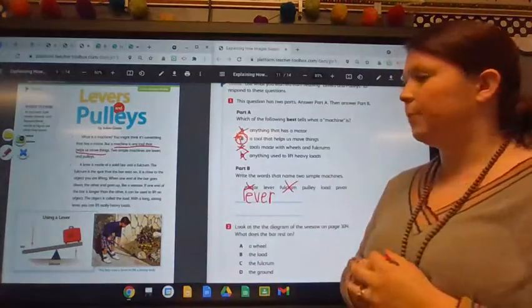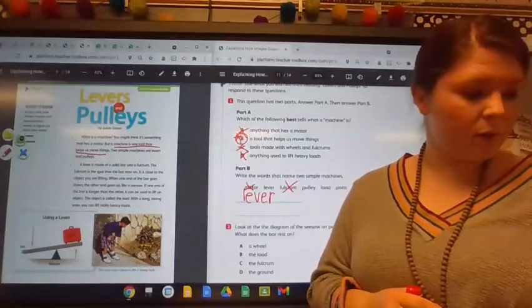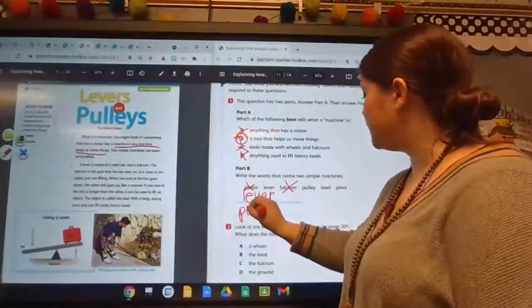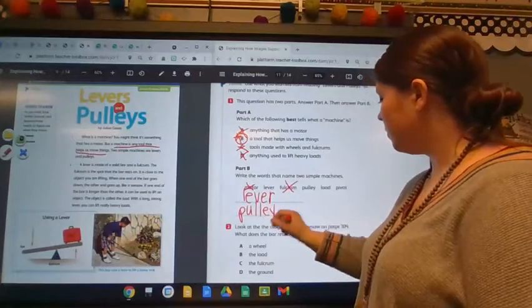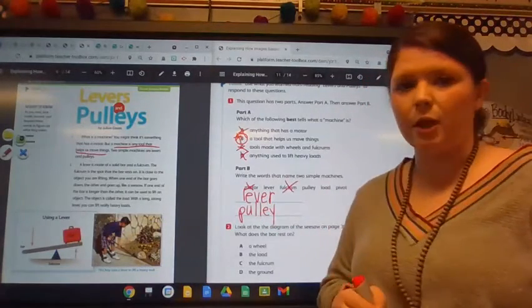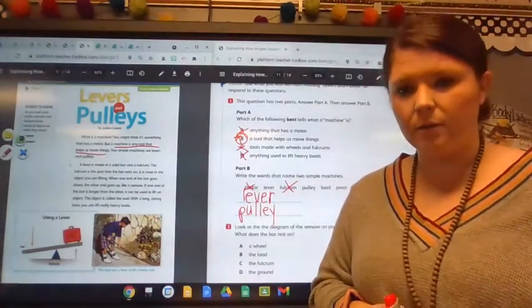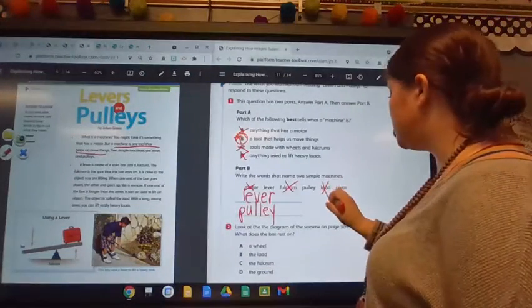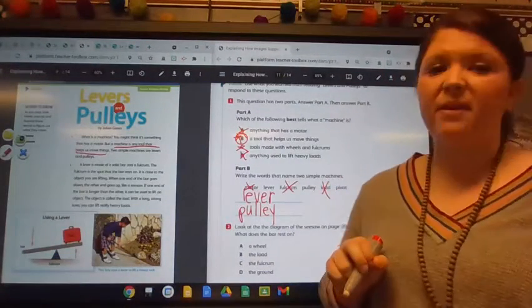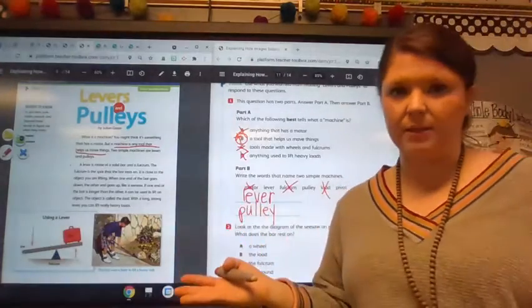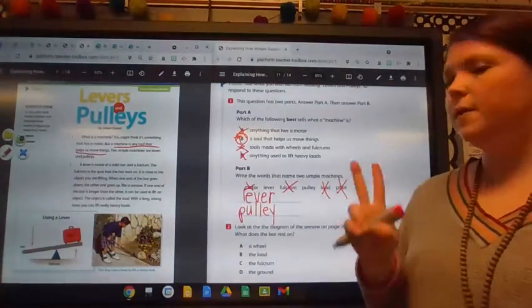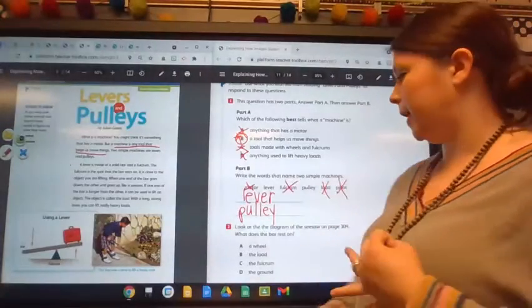A pulley. Is a pulley a type of simple machine? That was the one on page 305. Yes, a pulley is a type of simple machine. What about a load? Is a load a simple machine? It's a part of a simple machine, but it is not the simple machine. And pivot. Pivot is the action that it does if it's moving kind of back and forth. So that is not a simple machine. So the two simple machines are lever and pulley.